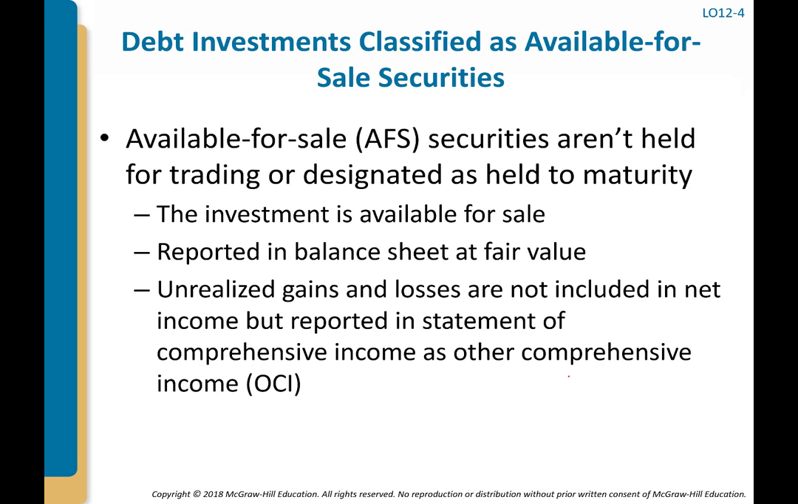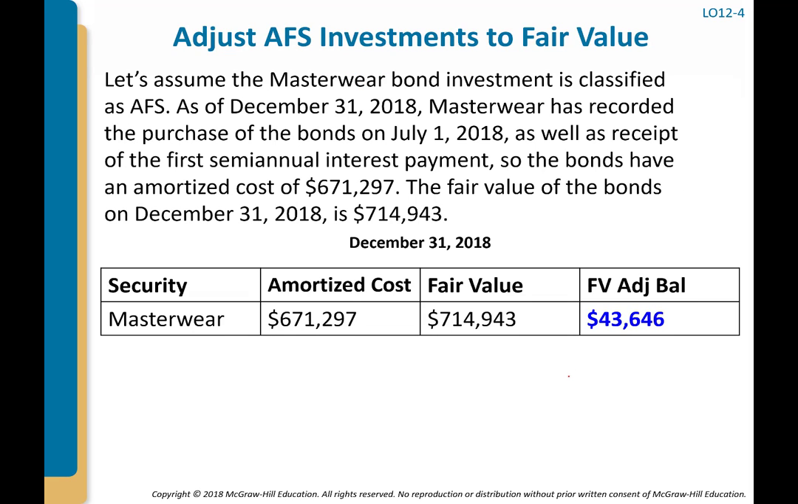Available for sale securities are those that don't fall into either of the two other categories that we've talked about. They are neither held to maturity, nor are they trading securities. We report on the balance sheet at fair value, just like we do trading. But our unrealized holding gains and losses, instead of being part of net income, are going to be other comprehensive income. So now in that first year, we have the fair value adjustment.